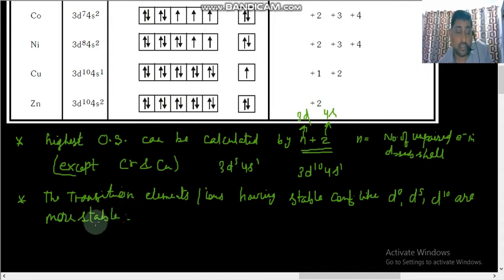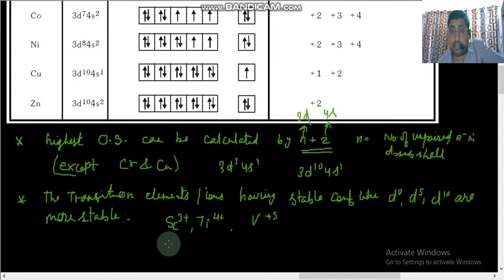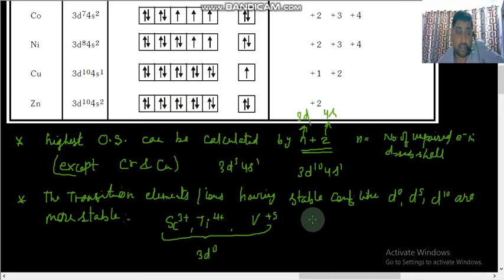Now let's see some examples. If you see scandium 3+, titanium 4+ and vanadium 5+, they all contain 3d0. That's why these oxidation states are very stable.